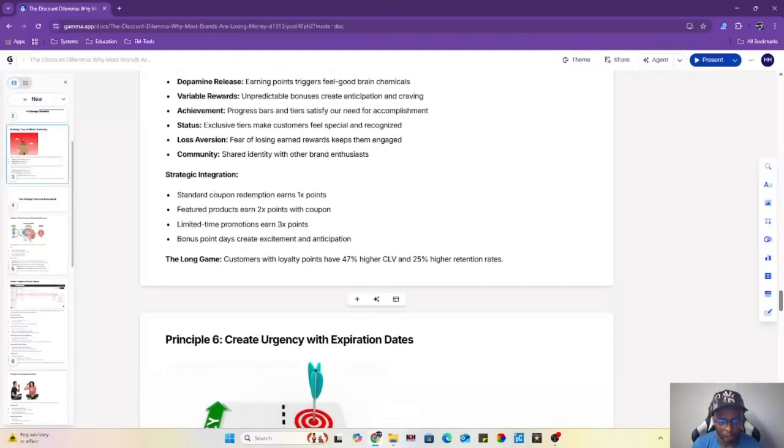Strategic integration. Standard coupon redemption earns 1 point. Featured products earn 2 points with coupon. Limited time promotions earn 3 points. Bonus point days create excitement and anticipation. Customers with loyalty points have a 47% higher customer lifetime value and 25% higher retention rates.